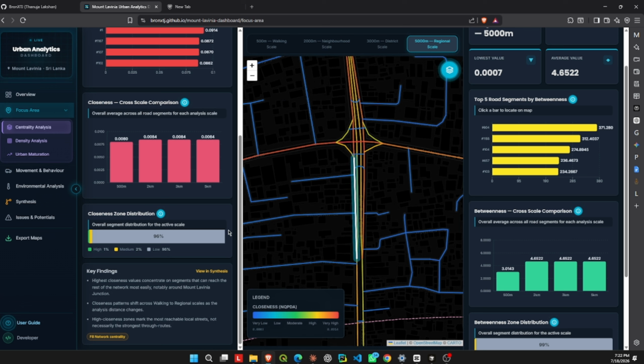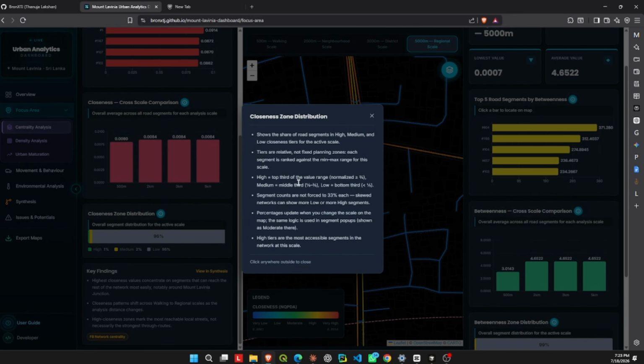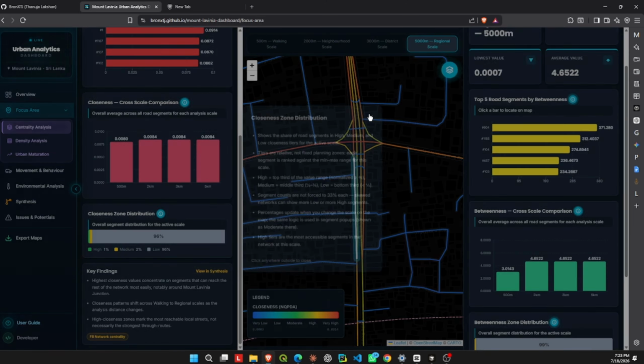That's why. The last one is the closeness zone distribution. It shows what percentage of road segments fall in each accessibility level. This chart basically shows whether most of the network is highly accessible or mostly peripheral. You can see here we have included all the details. The top third of the value range we took as high, the middle third is medium, and the bottom third is low. That's how we categorize them.